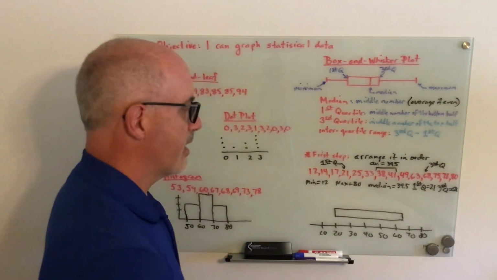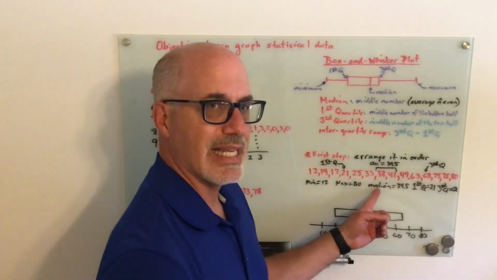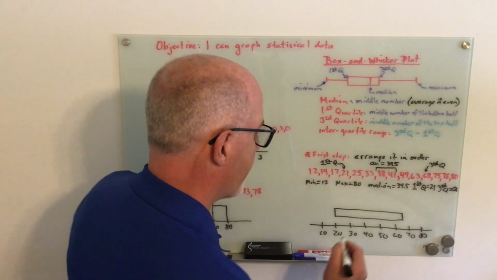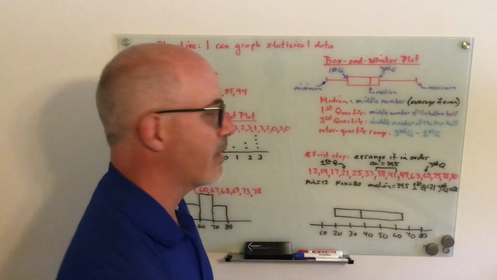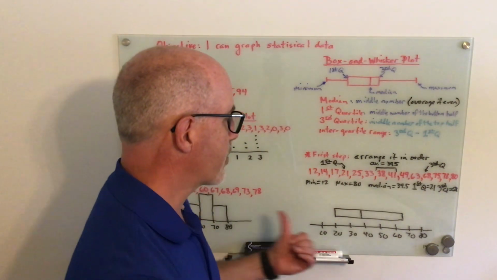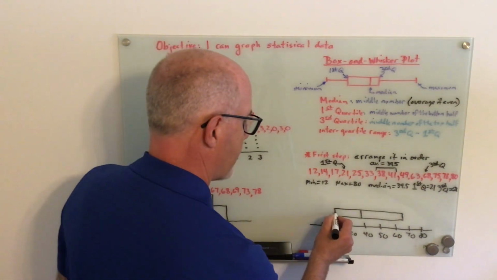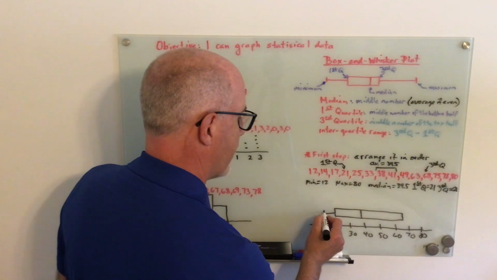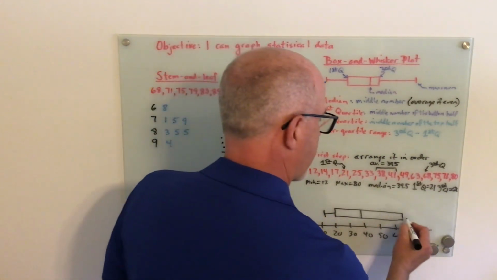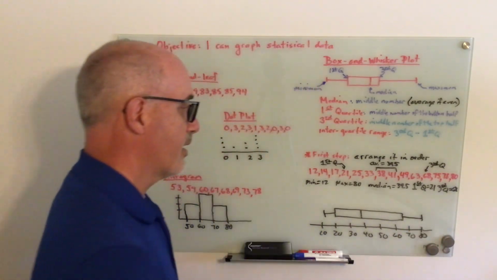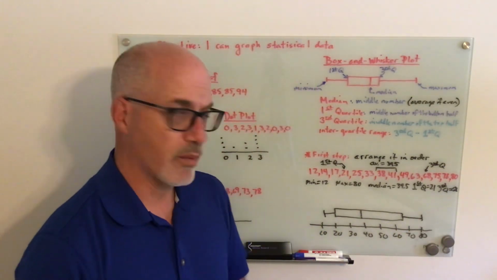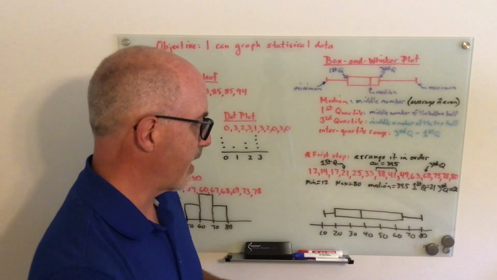Okay? Then I like to mark the median. The median is 39.5, so it's right about there. You just put a line in here marking where the median is. And then we put the whiskers out to the minimum. Minimum goes down here to 12, right about there. And the maximum goes out to 80, which is right there. Now I've got my box and whisker plot marking all of those important data points.